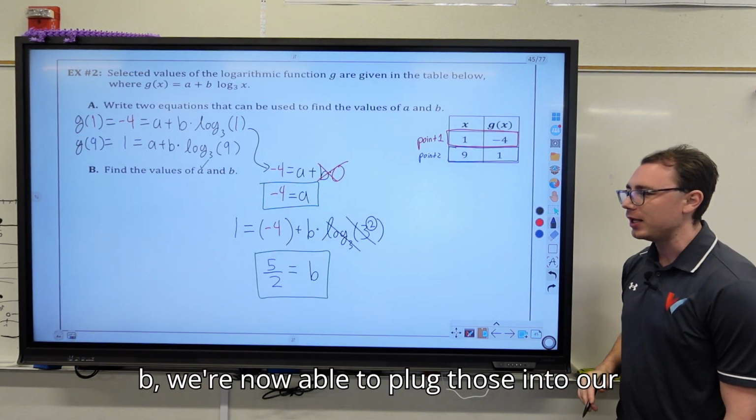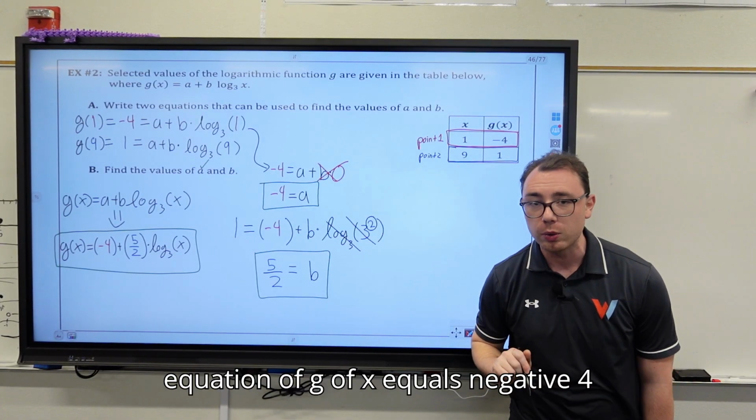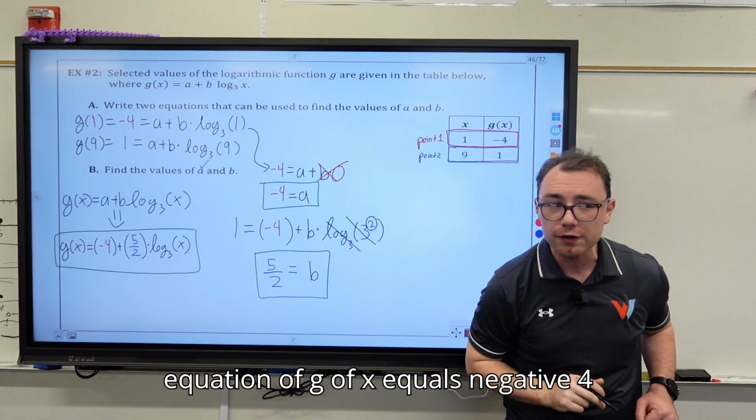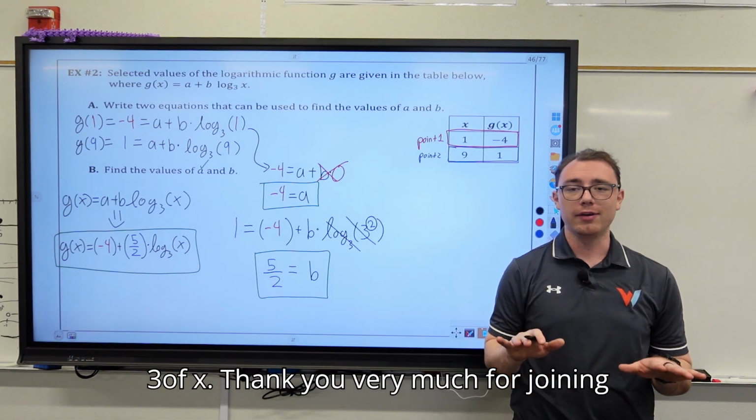Now that we're given a and b, we're now able to plug those into our g of x, and we're given our final equation of g of x equals -4 plus 5/2 times log base 3 of x.